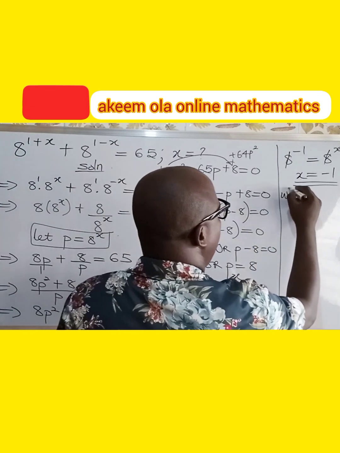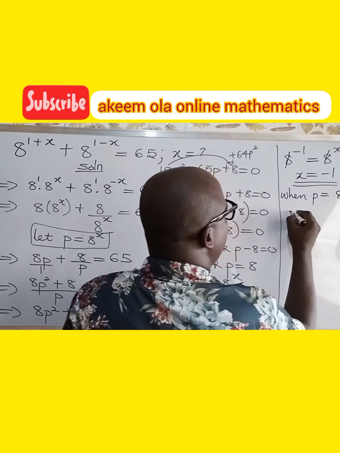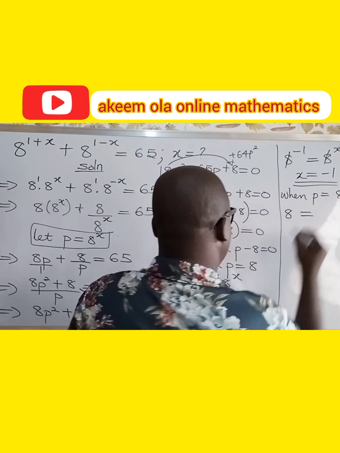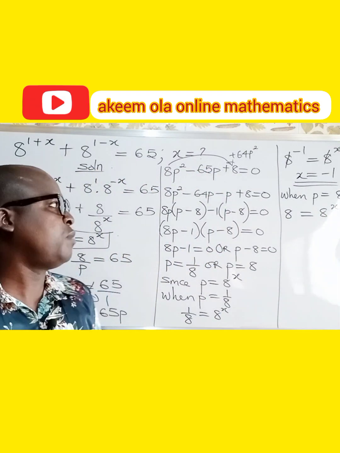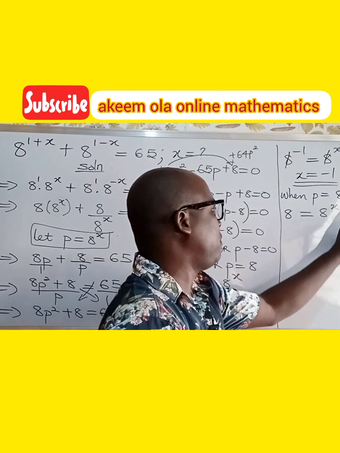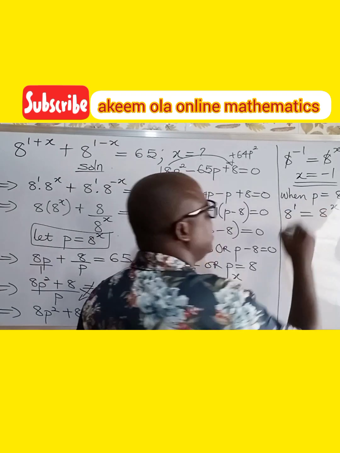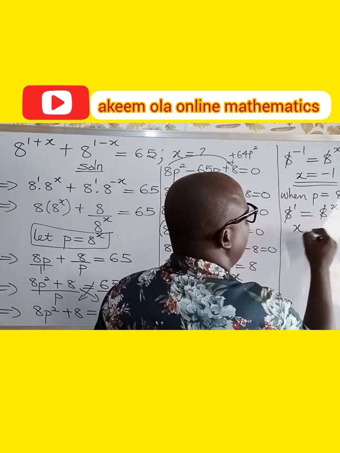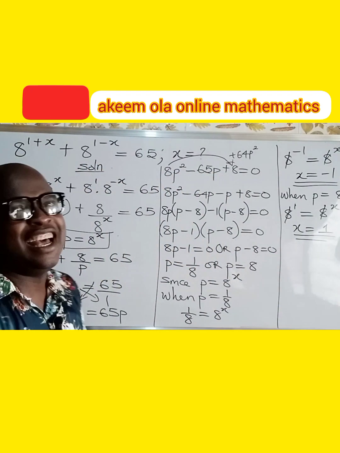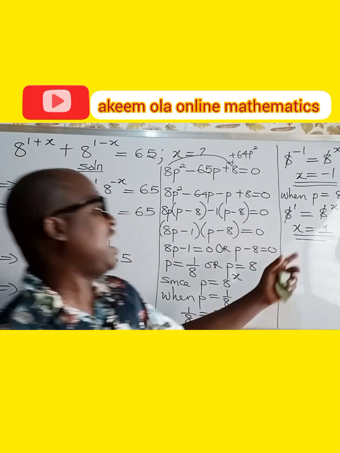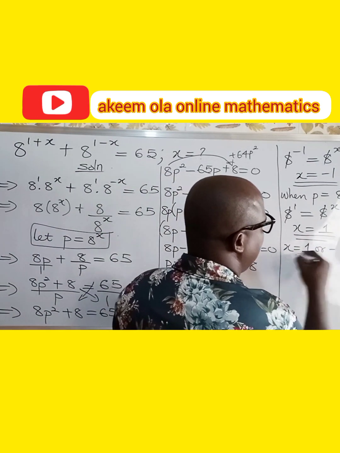Then I will take the other one. When p is equal to 8, we also have 8 is equal to 8 raised to power x. This one is having a power; I need to attach a power to the 8. The power that will not affect it is 1. So the bases cancel, and our x will be equal to 1. So we have gotten the answer here: the two values of x are x is equal to 1 or minus 1.